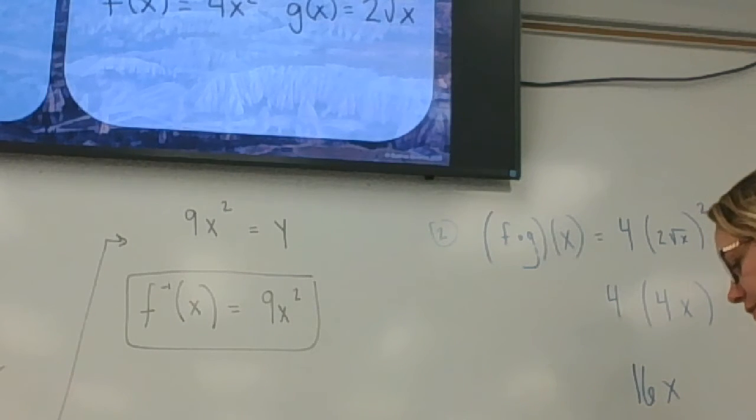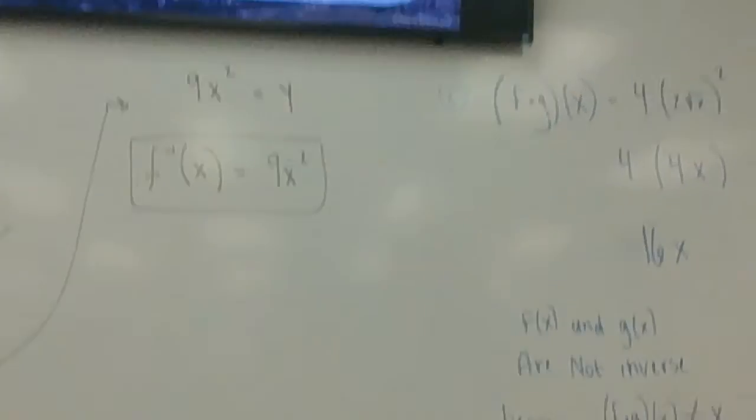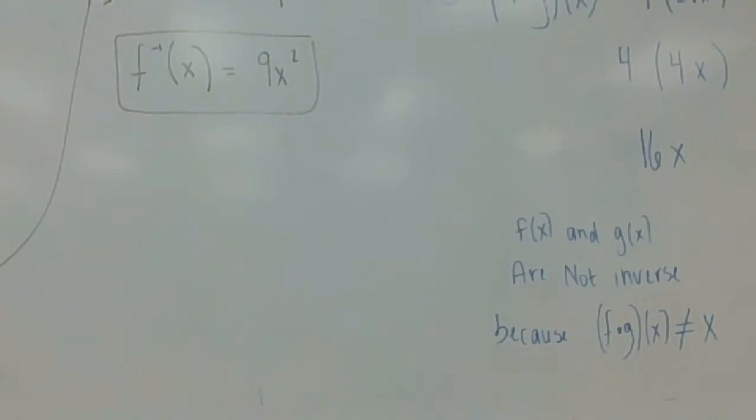And I could even go further if I wanted to show. I would say because f of g of x does not equal x, this is a full statement justifying my work. The composition did not equal x, so they are not inverse. This is a good statement here.